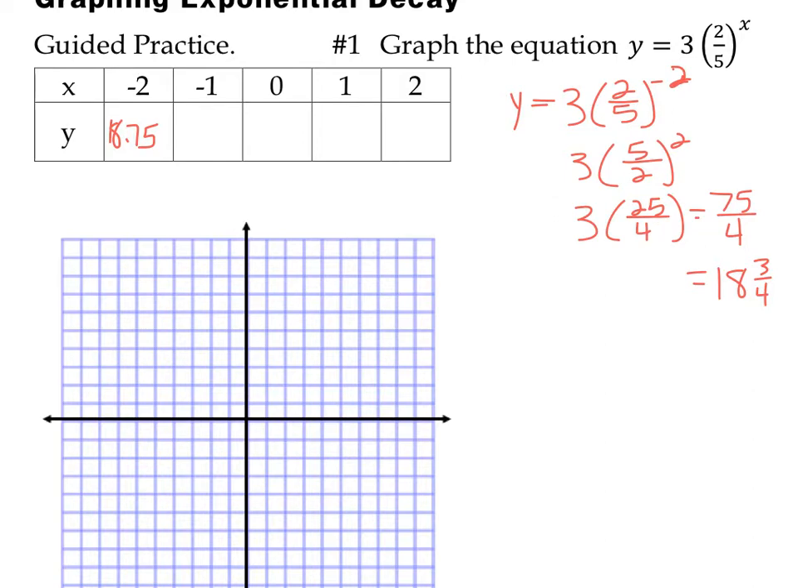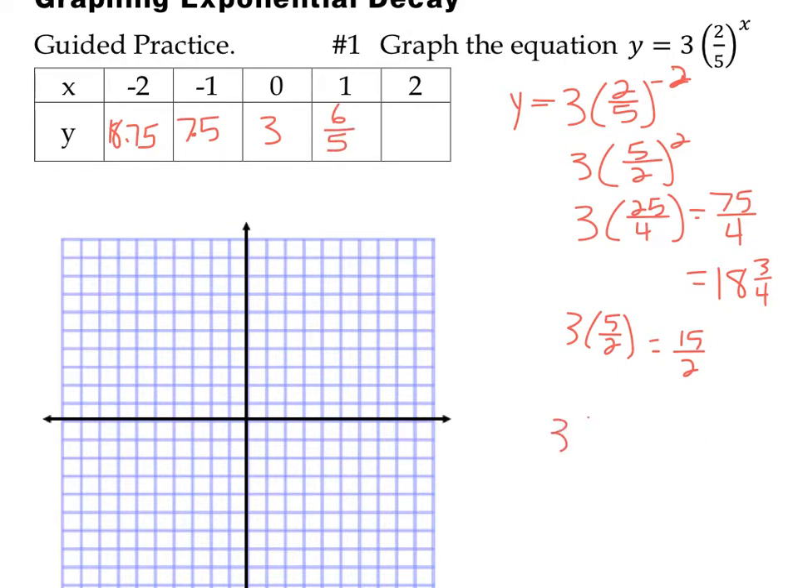So you put a negative 1 in for x, and you're going to get 3 times 5 over 2, because 2/5 to the negative first is a reciprocal, so that's 15 over 2. That'd be 7.5. When you put a 0 in for x, 2/5 to the 0 power, I don't care what it is, to the 0 power is 1, times 3. So that's 3. Again, our a value is the y-intercept. And then 3 times 2/5, that's 6/5. A little more than 1.